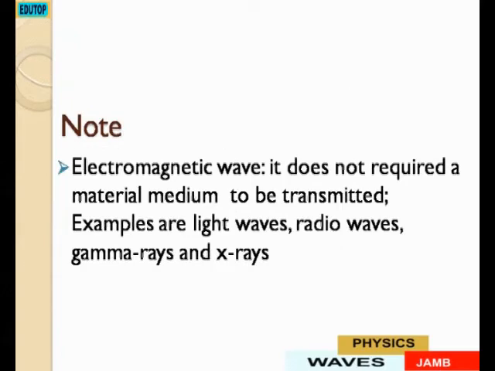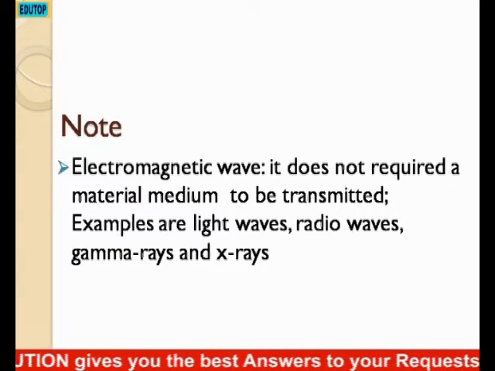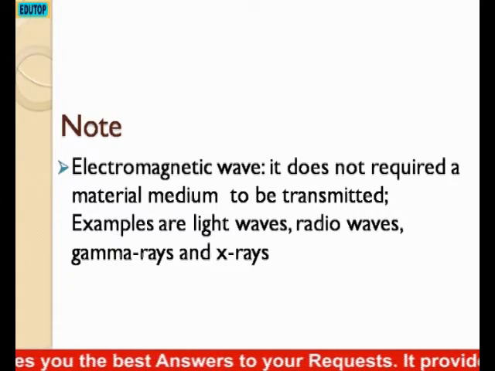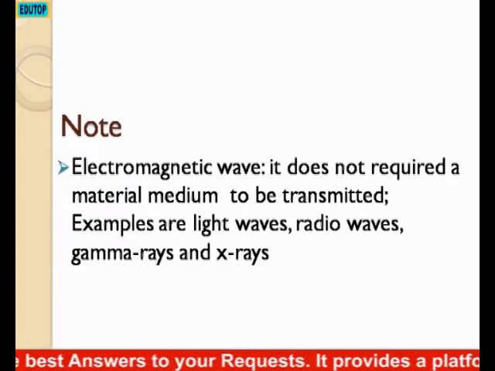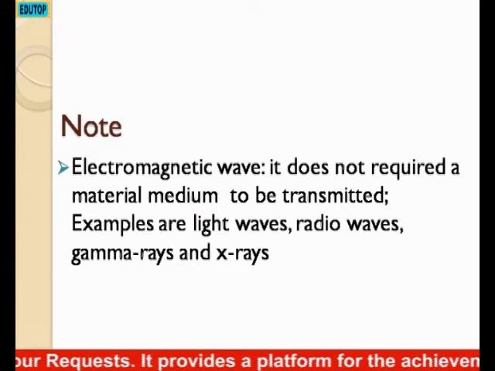For electromagnetic wave, it does not require a material medium for its propagation. But for mechanical wave, it requires a material medium for its propagation, and that is what sound wave, water wave, wave on a rope, or spring are. But for electromagnetic wave, it does not require a material medium for its propagation or to be transmitted.